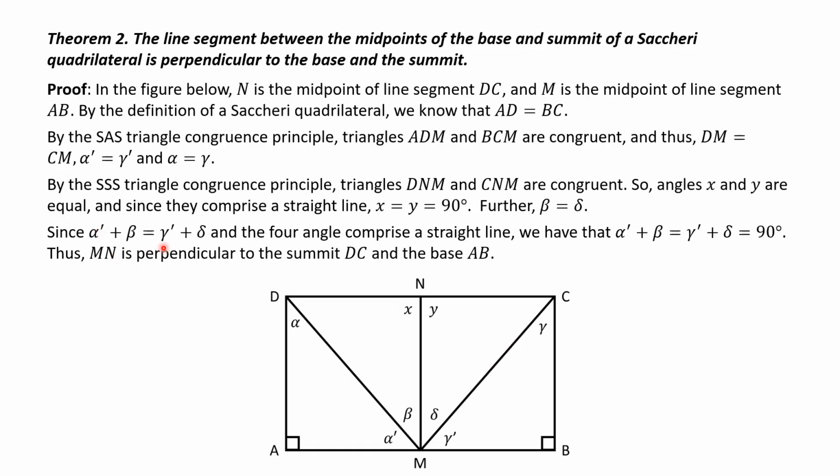Then we have the same thing on the bottom here because we've shown that alpha prime plus beta equals delta plus gamma prime, which I've written here. And since these two together equal these two together, and this is a straight line, they have to sum up to 180, which means that alpha prime plus beta equals gamma prime plus delta equals 90. So in other words, NM is perpendicular to AB, which is what we wanted to prove.